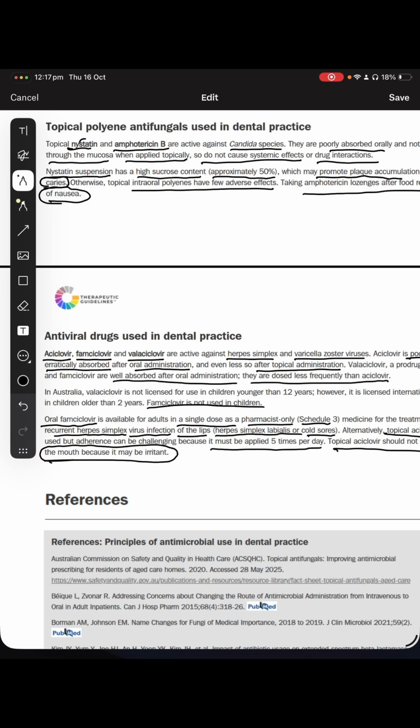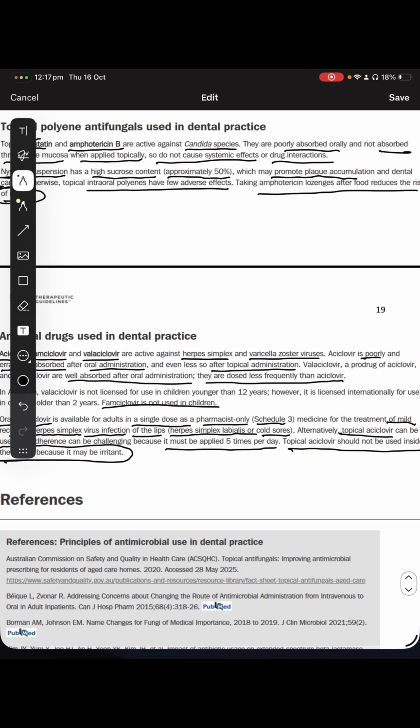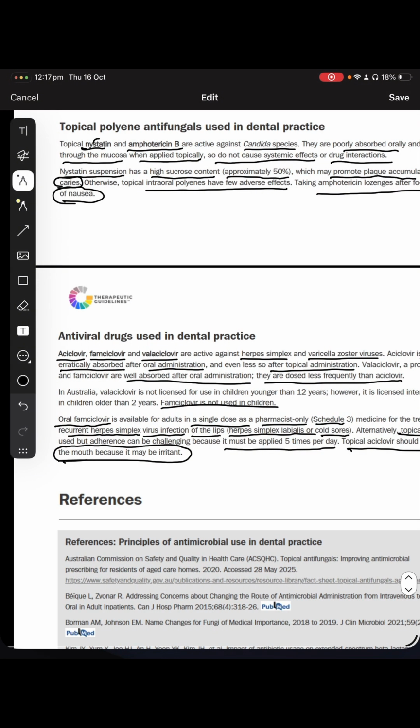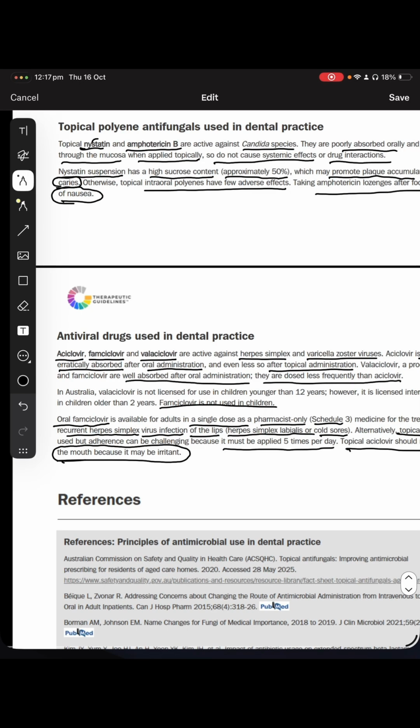Because we have to apply topical acyclovir again and again, 5 times per day, adherence can be challenging. Oral famciclovir we can give; this is the most given drug. Topical acyclovir should not be used inside the mouth because it may be irritant.